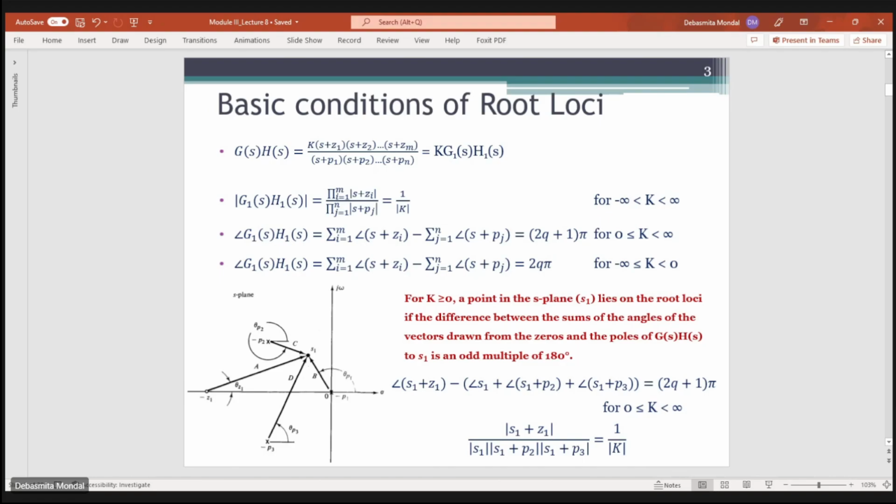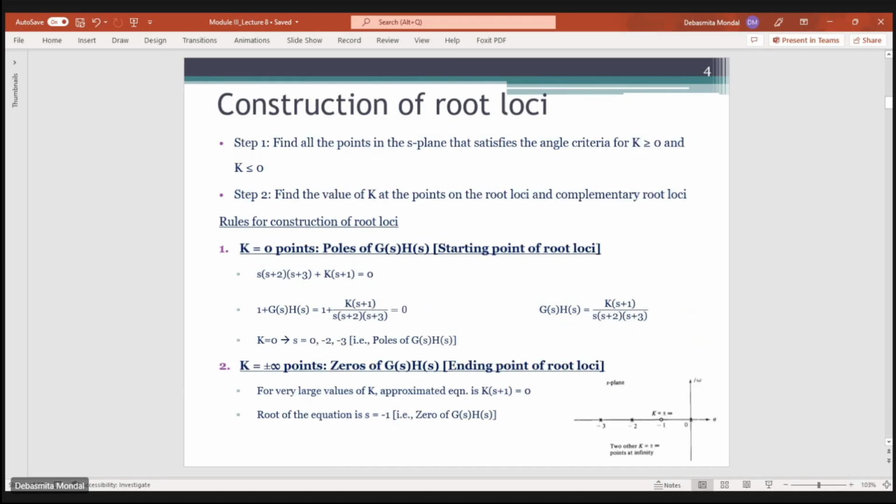So ideally, what you need to do is find all the points on the S-plane which satisfy this angle criterion, and if you connect all those points you will get the root locus. But obviously, if you have to find all the points individually, that becomes a very tedious process. So for that, we have certain rules which we follow. If you follow those rules, then it becomes much easier to construct a root locus.